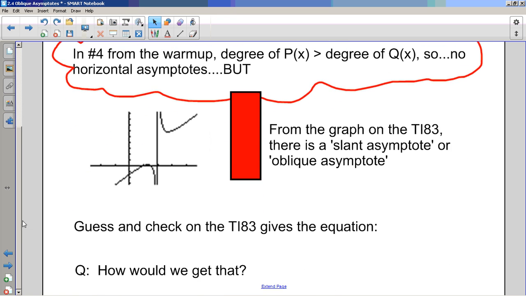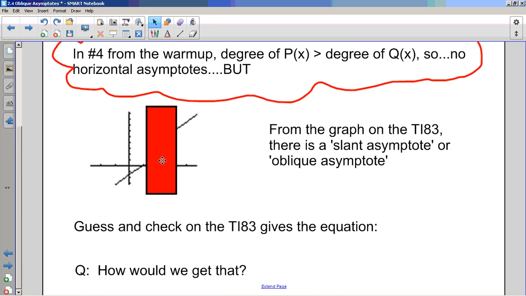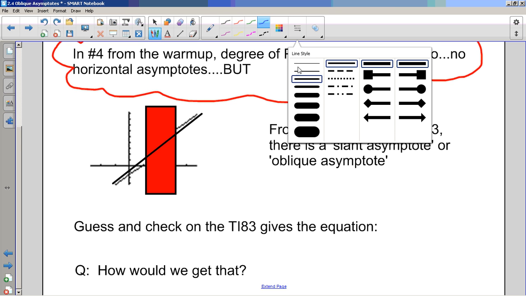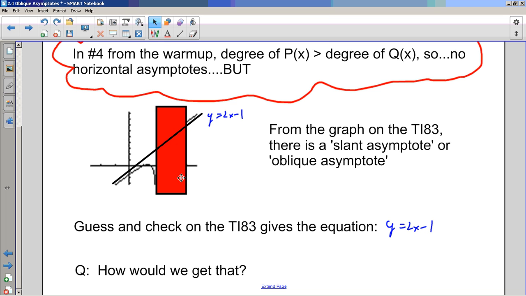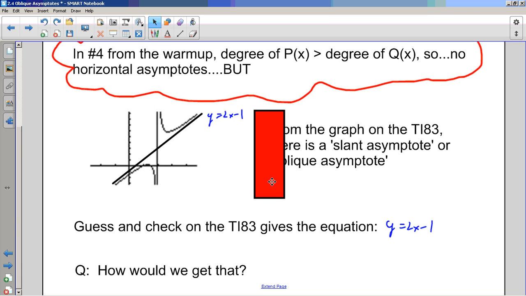And so that's what it says in the lesson here, that if I were to actually draw a graph of a line there, the equation of this line is y equals 2x minus 1. It says, gives the equation y equals 2x minus 1 on the TI-83. But how in the heck would we get that? Right? I can't be guessing and checking slant asymptotes all the time. They don't happen very often anyway. How would I get it?